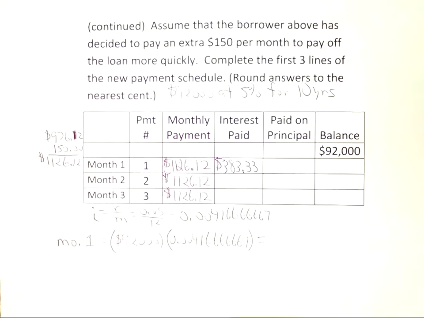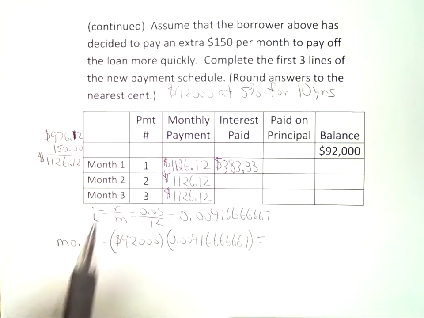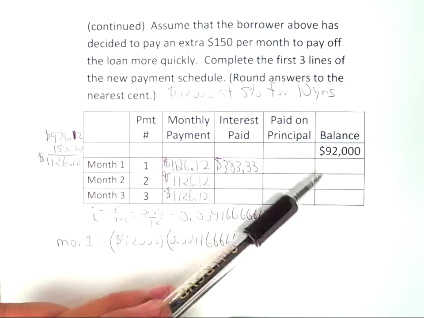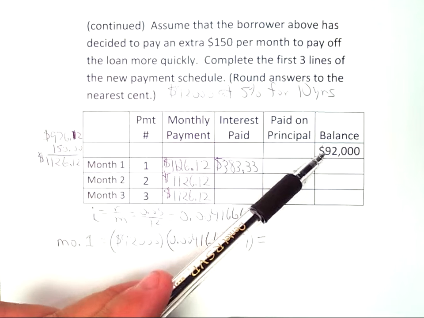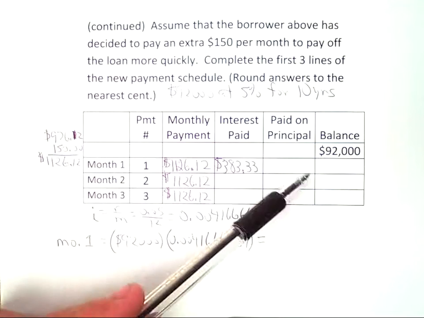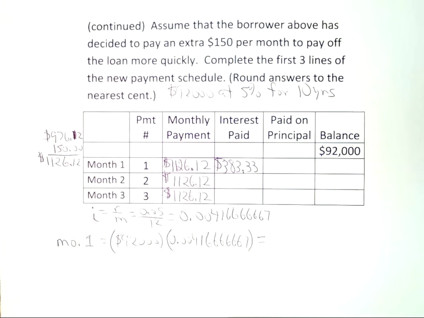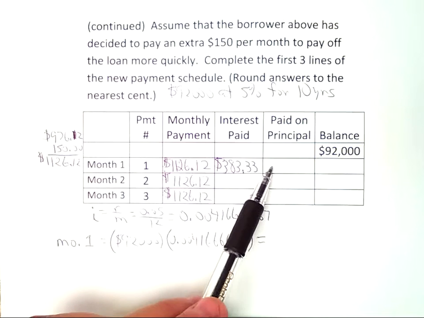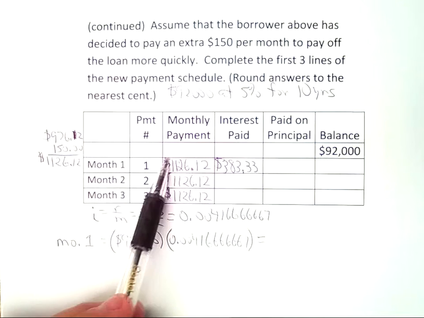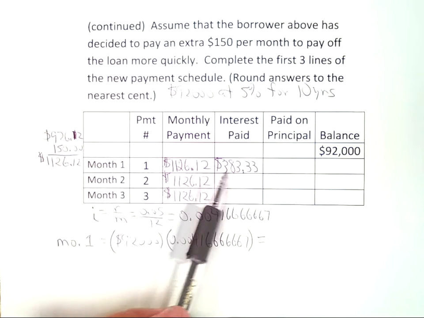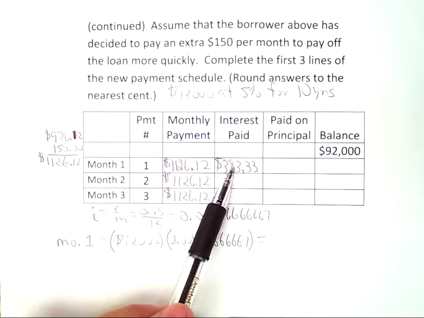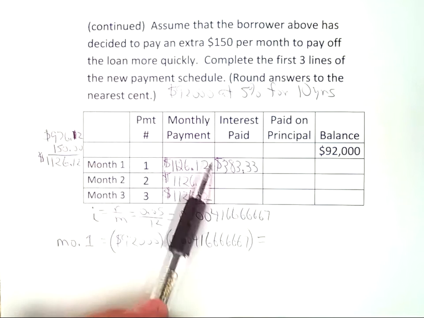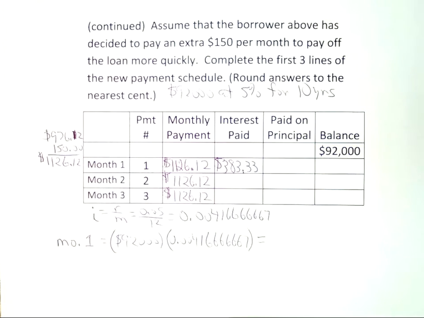Now you might notice that's the same as the calculation earlier because the interest was calculated on the original amount borrowed, so it didn't change. Things won't start changing until following months. The amount paid on principal will change though because I paid more in the monthly payment. So now when I subtract the interest paid from the monthly payment to get the amount paid on principal, because I paid more, I will have paid more on principal.